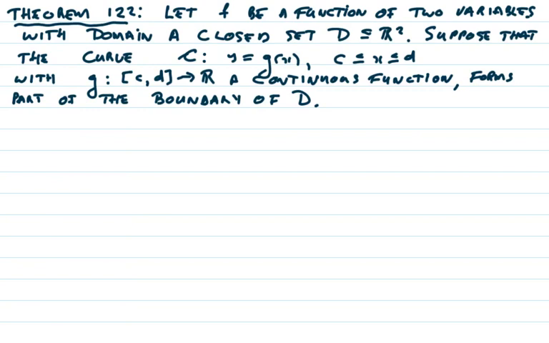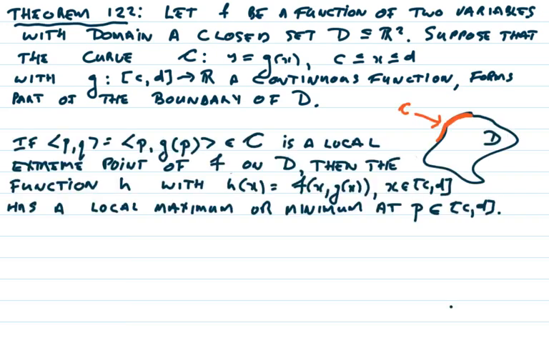Furthermore, it is assumed that we have a curve that forms a part of the boundary of D, and that curve can be represented by a continuous function of one variable defined on a closed interval. The theorem now states that if the point (P, Q) on C is a local extreme point of f on D, then the function h, which is a function of one variable, with h(x) = f(x, g(x)), with x an element of the closed interval [c, d], has a local maximum or minimum at the point P in the closed interval [c, d].